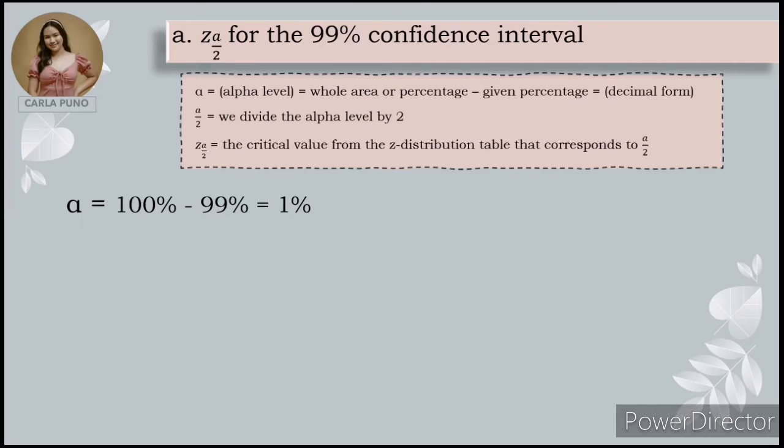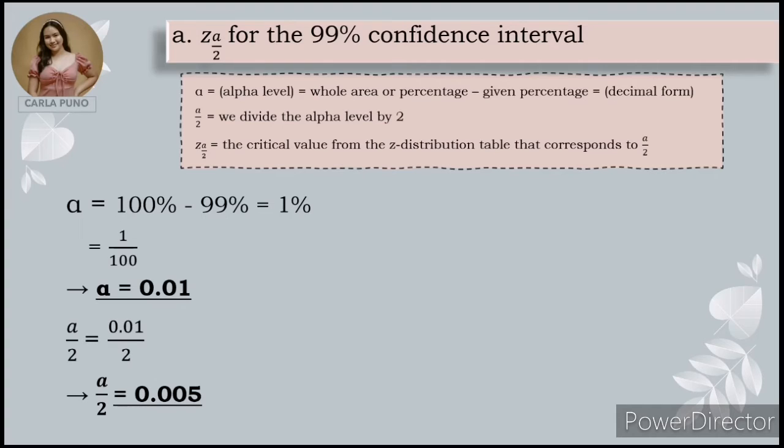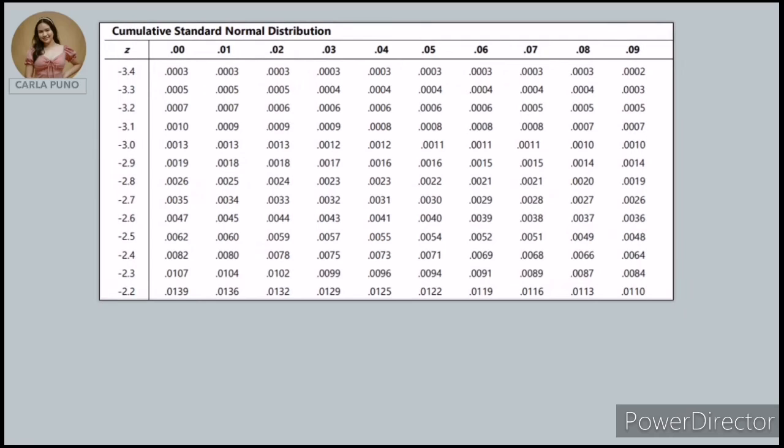We have alpha equals 100% minus 99%, which is the given, and we subtract. Now we have 1%, and we divide it by 100. Now we have alpha equals 0.01, and we divide it by 2. Now we have 0.005. This is our alpha divided by 2. And now we look for the closest value on the z table. We are looking for the closest value of 0.005 on our z table.